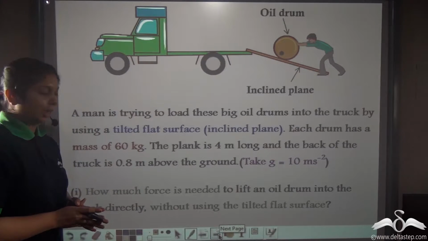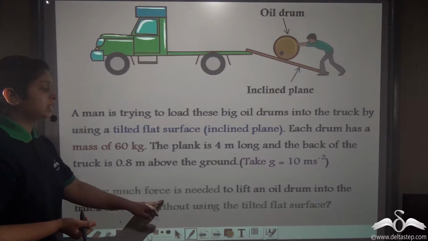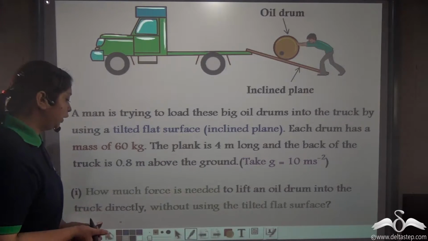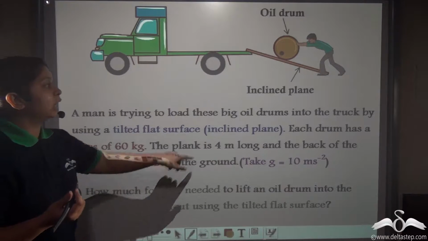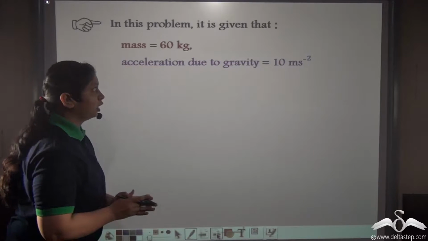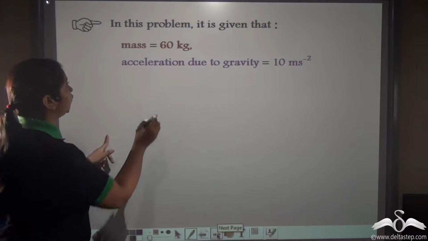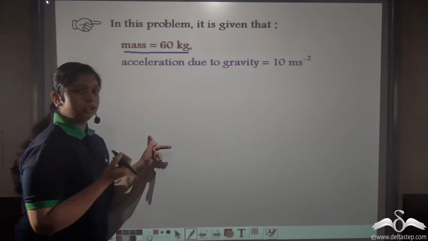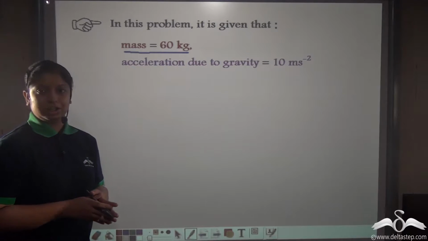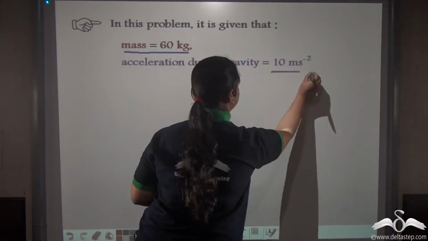So what do we need to find out? First of all, we need to find out how much force is needed to lift an oil drum into the truck directly, that is, without the use of the inclined plane. So what is the information given to us in this problem? The mass of each oil drum is 60 kg and we know that acceleration due to gravity which acts on any mass is 10 meter per second square.